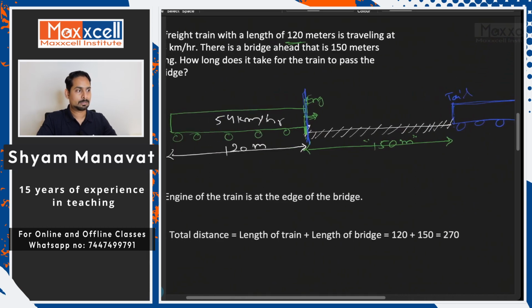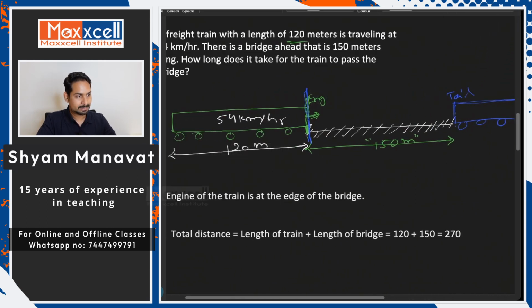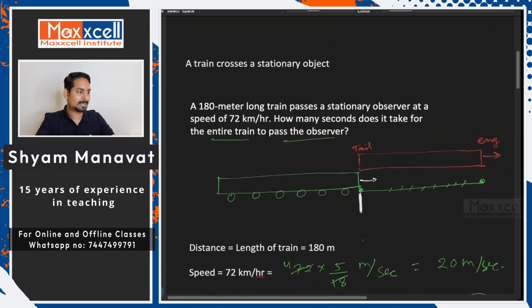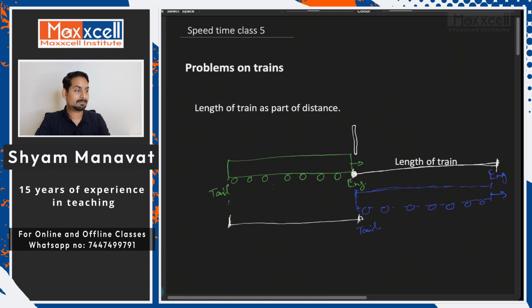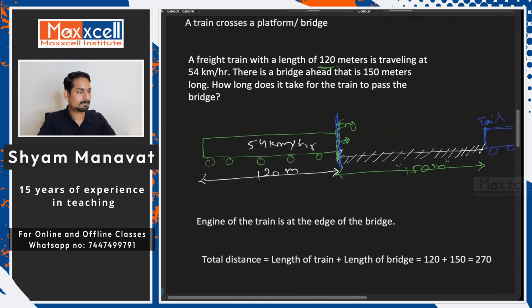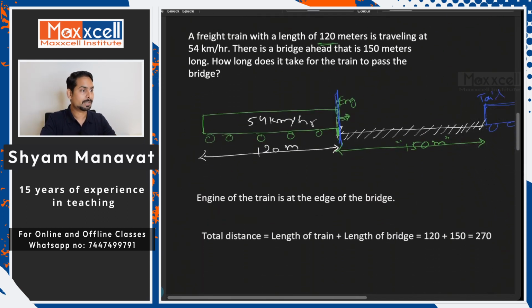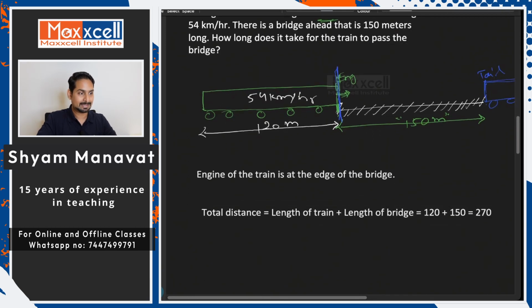Do you understand? So the train has to cross the length of itself and the length of the bridge. Okay, if you keep this basic thing in mind, that in the problem of trains, if the length of train is given, then the length of train has to be part of the distance, then everything is smooth. Okay, then everything will be smooth. All right, so this is the length, that's in meters, this is in meters.